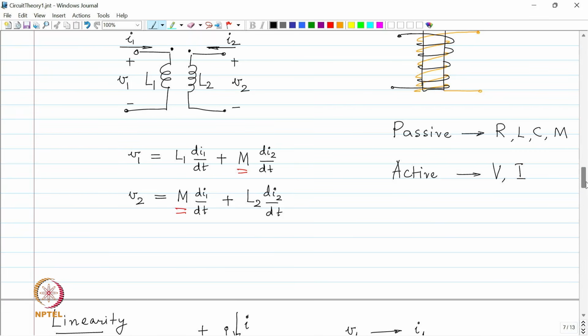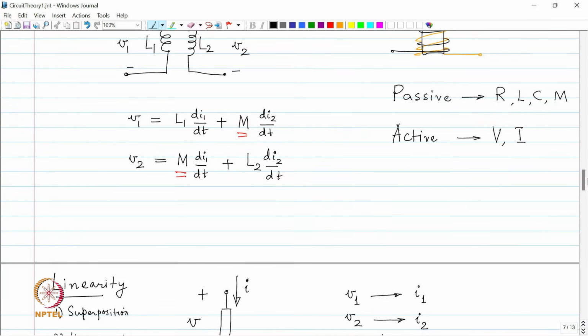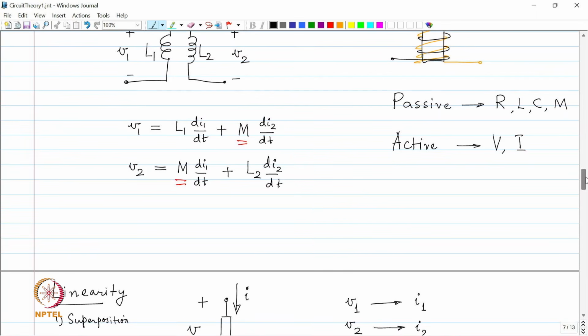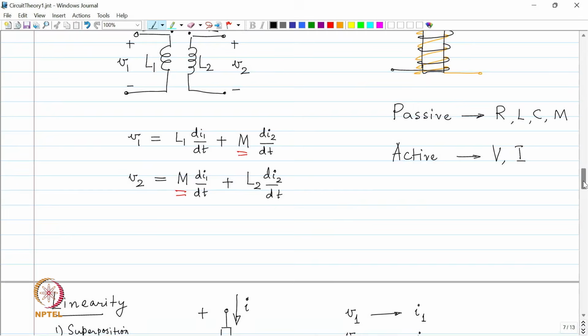So, this is also a component. All these components are passive. Why are they passive? They do not generate power. Okay. Very good.